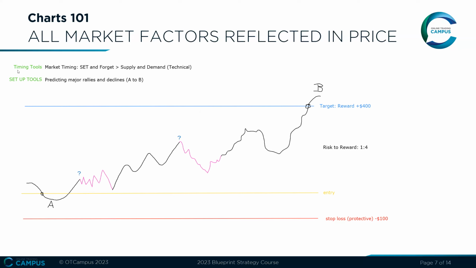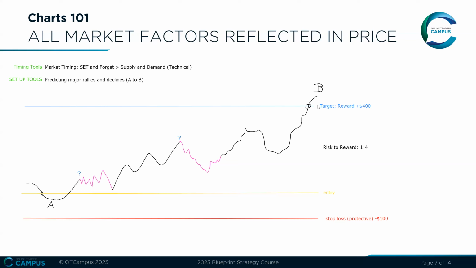And then these timing tools, the supply and demand, that we then use to get an understanding where we place all those parameters, because they are not random, right? And they have nothing to do with the setup tool. They have nothing to do with A to B. A to B is another set of analysis.